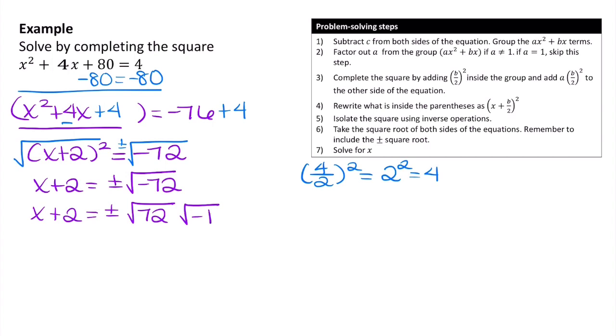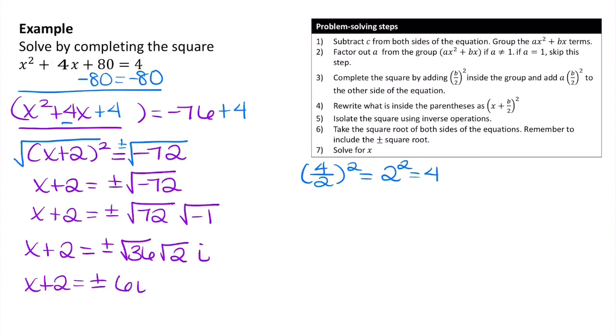So the square root of 72, I want to think about if I can make that better. So that's going to give me x plus 2 equals plus or minus the square root of 72 can turn into the square root of 36 times the square root of 2. And remember, the square root of negative 1 is just i. So we have x plus 2 equals plus or minus the square root of 36 is 6. We're going to bring that i in front, and then we have the square root of 2.